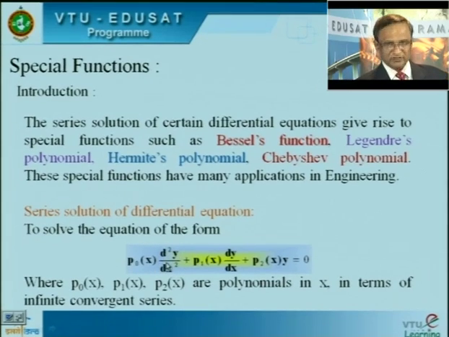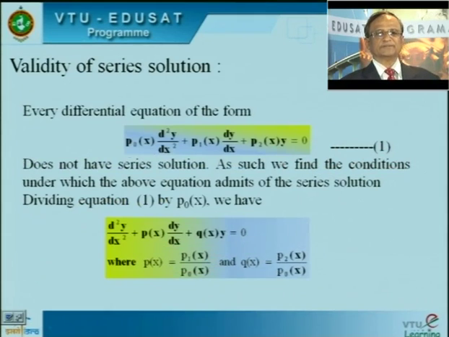Now, we want to find out a series solution. I want to verify whether I am able to find the series solution for the given equation or not, because for each and every equation we may not be able to obtain a series solution. That is why I want to check the validity of a series solution. If it is possible, then only I am able to find the series solution, otherwise no.